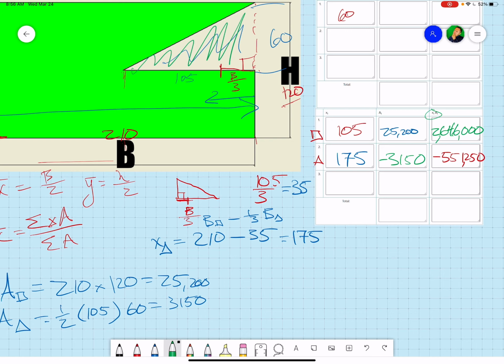Okay. So now what we have to do is get our sums. We have to sum them up down below. So our first number is going to be 25,200 minus 3,150, and I get 22,050. Okay. And now I'm going to do the 2,646,000 minus the 551,250.